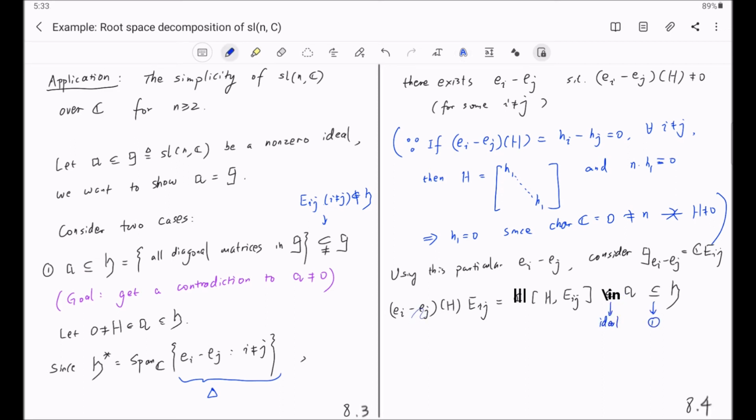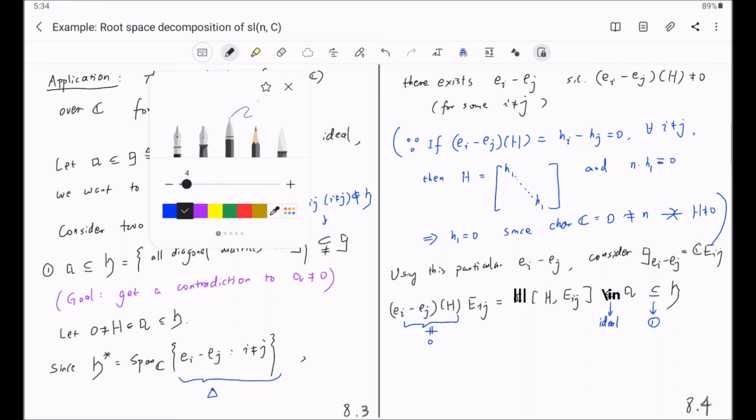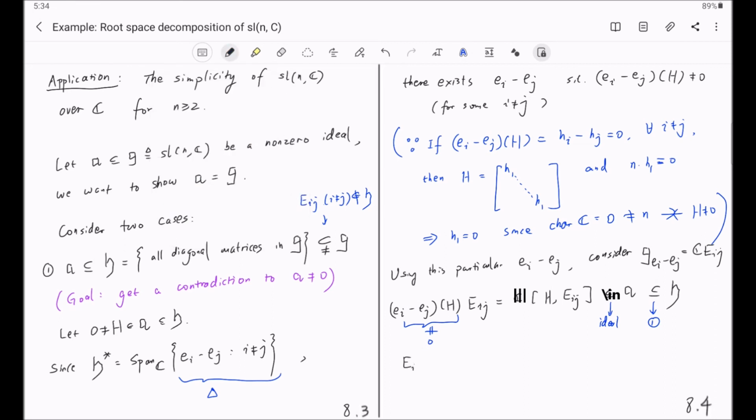Now we see a contradiction, because this part as a scalar is non-zero by our choice above. Now, if we divide both sides by this non-zero number, we get E_ij is in 1 over (E_i minus E_j)(H) times H, which is simply H. H is a complex Lie algebra, so the scalar will be absorbed into H. And this will be a contradiction to the definition of H.